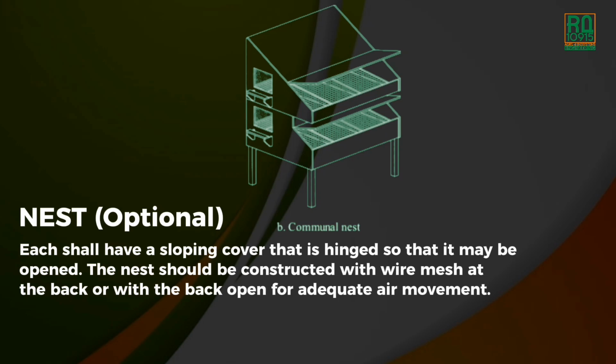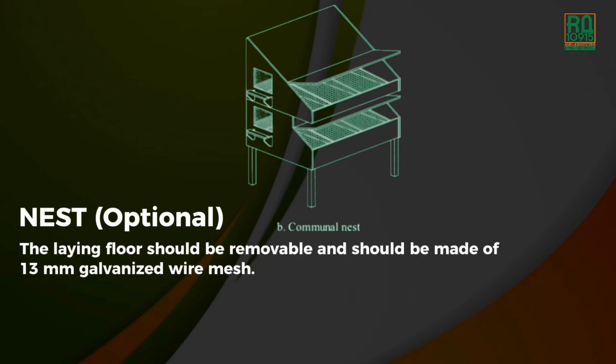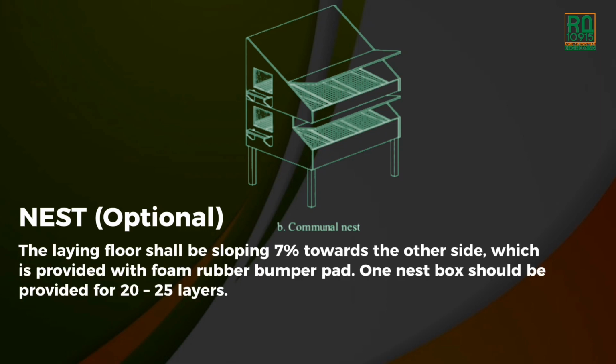The nest should be constructed with wire mesh at the back or with the back open for adequate air movement. The laying floor should be removable and should be made of 13 mm galvanized wire mesh. The laying floor shall be sloping 7% towards the other side, which is provided with foam rubber bumper pad. One nest box should be provided for 20 to 25 layers.